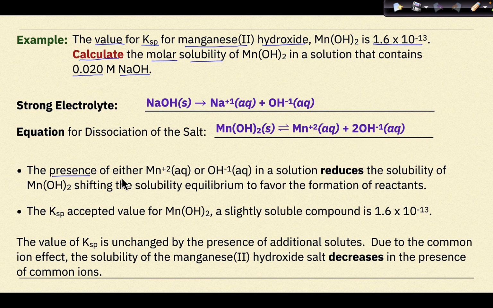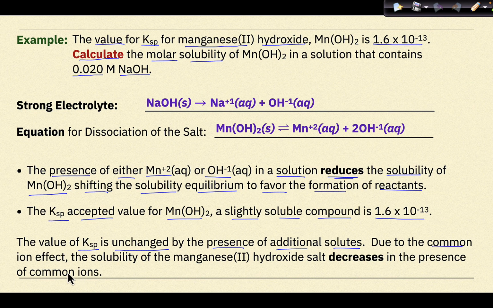The presence of either Mn2+ or OH- in a solution reduces the solubility of Mn(OH)2, shifting the solubility equilibrium to favor the formation of reactants. The KSP accepted value for Mn(OH)2, a slightly soluble compound, again, is 1.6 times 10 to the negative 13, a very small number. The value of KSP is unchanged by the presence of additional solutes.